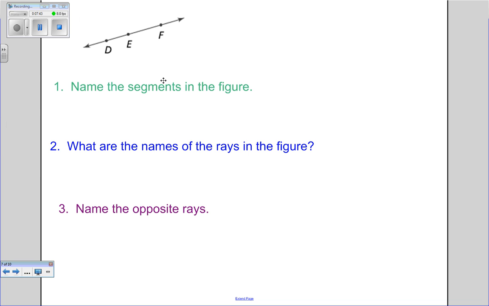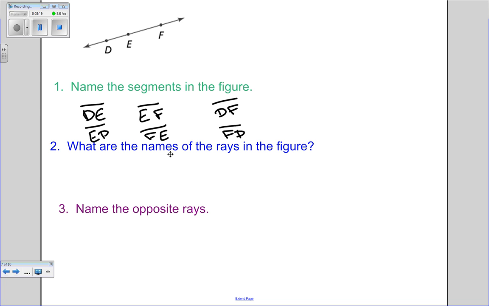All right, name the segments in this figure. All right, so segments are part of a line that have endpoints. So, like DE is a segment. EF is a segment, and so is DF. Now, remember when naming a segment, it doesn't have to be DF for Dutch fork. It could be FD. It could be FE, or it could be segment ED. All of those are great segments in this lovely picture we have here.